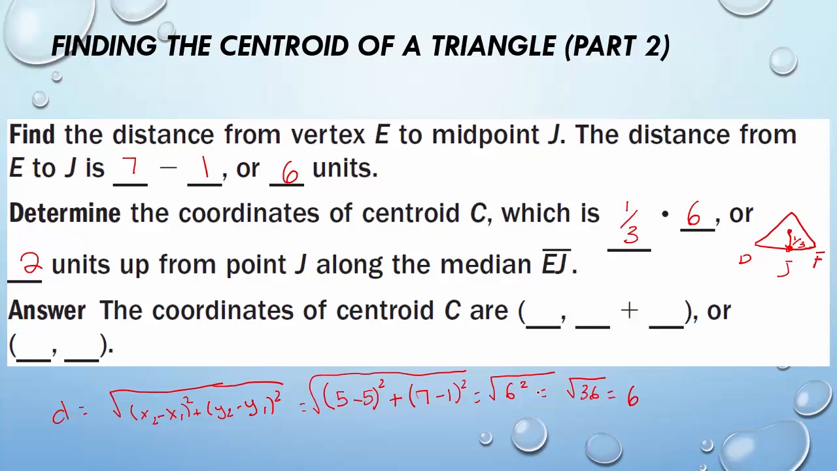So the coordinates of centroid C are 5 and 1 plus 2, or 5 and 3. The reason why it is 1 plus 2 is because the y value over here is 1, and we went up 2 units, so it's 1 plus 2, and that gives us our centroid, which is 5 and 3, because we already know our x value is 5.